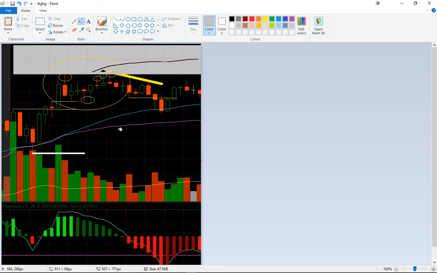So we had one bad trade, and then we had one good trade. Then we had one bad trade up here where it tried to get out, and then we had another bad trade.